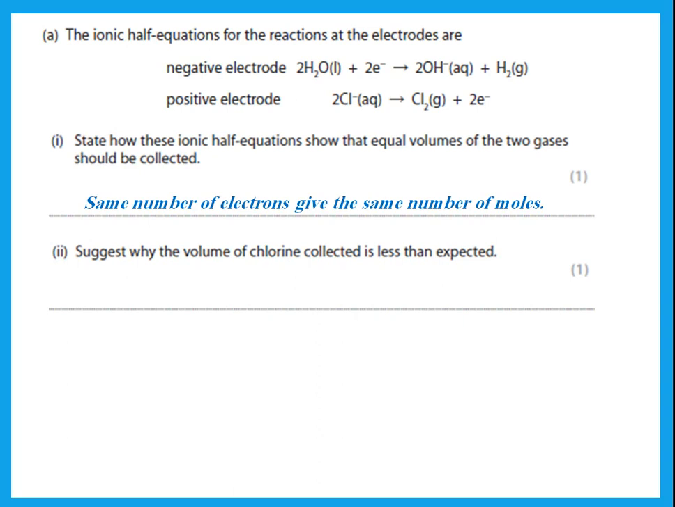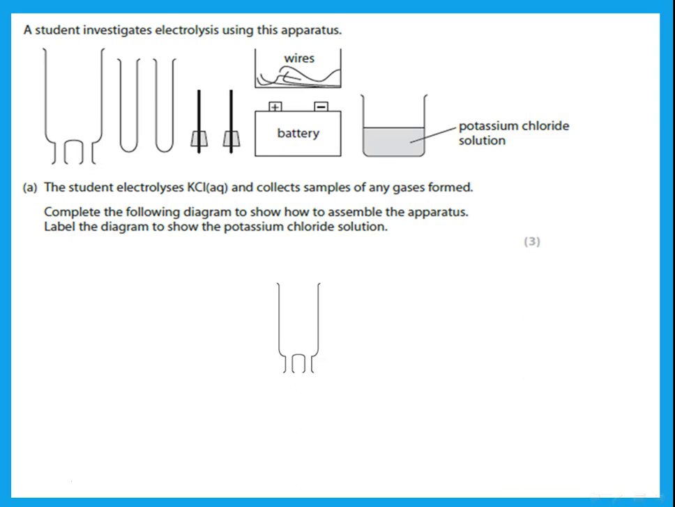So just why the volume of chlorine collected is less than expected. Again, we said chlorine is less than expected because chlorine dissolves in solution. Okay. A student investigates electrolysis using this apparatus. So he gives you apparatus separately, and he's saying the student electrolyzes potassium chloride, collects samples of any gases formed, complete the following diagram to show how to assemble the apparatus. So you've seen the diagrams in the previous questions. How do we assemble all of this to do electrolysis?